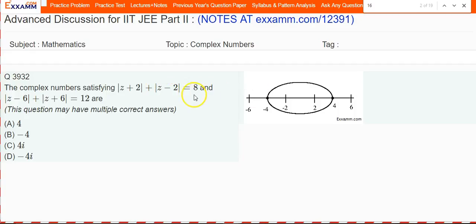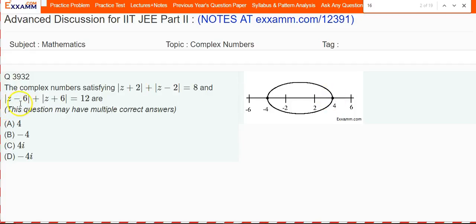4 is not equal to 8, so this would be representing an ellipse. So here it is equal to sign, so z would represent all the points on an ellipse with foci minus 2 and plus 2, and since it is minus 2 and plus 2, the center would be the origin, and minus 4 and 4 would be the vertices. Here minus 4 and 4 would be the vertices.